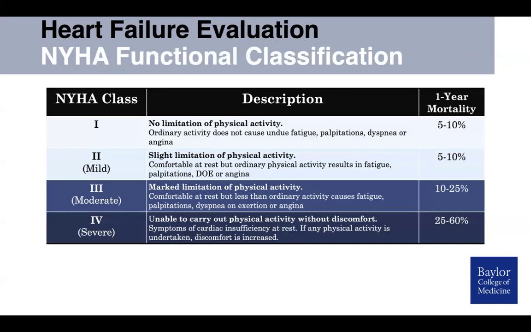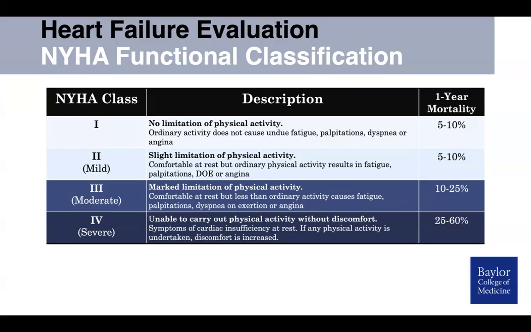When you're evaluating these patients, you want to get an assessment of their functional class. Typically, we use the New York Heart Association classification. Class 1 is those patients that have no limitation on physical activity. Class 2 is those patients who have slight limitation on physical activity. And class 3 is those patients who have marked limitation on physical activity. Finally, class 4 are those patients unable to carry out physical activity without discomfort.